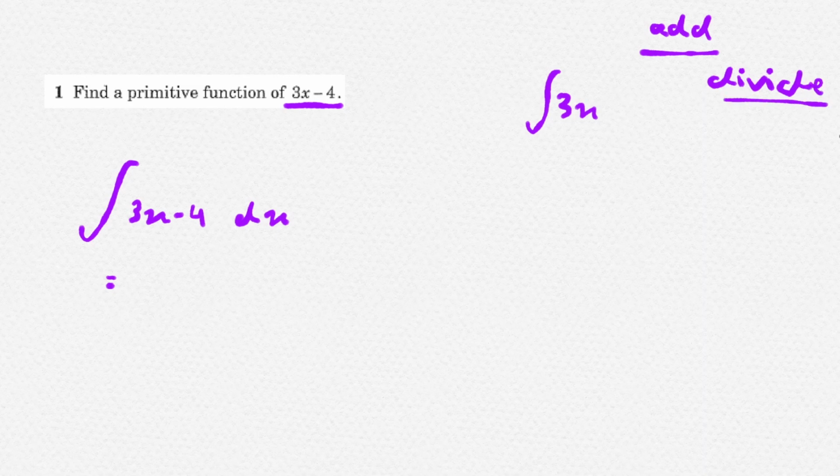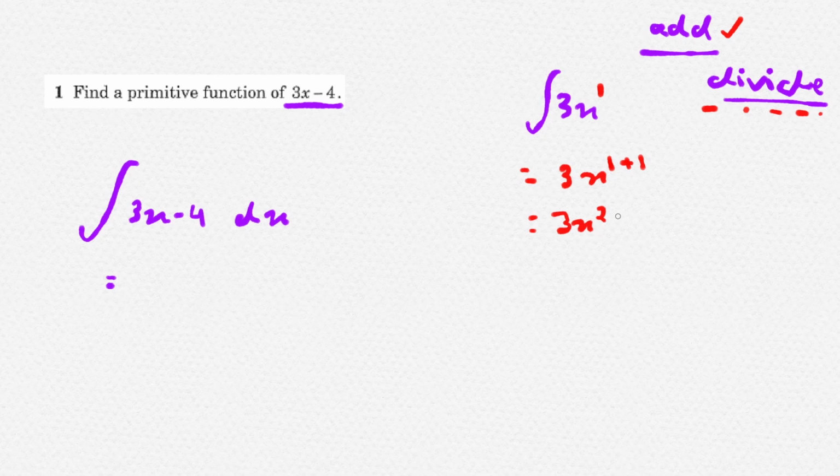So, in the integral of 3x, we know x has a power of 1. So we must add another 1 to the power. So it would be 3x to the power of 1 plus 1. Now, this will be equal to 3x to the power of 2. That is our component of adding for integration done.